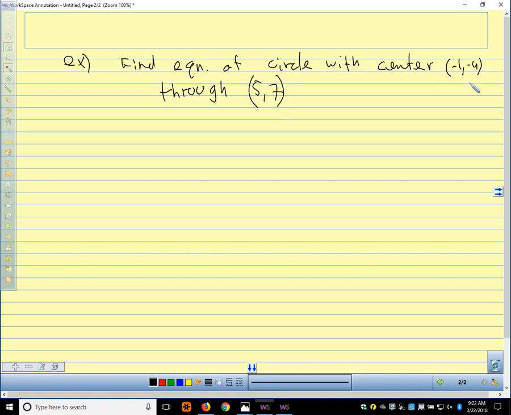Well, the center gives us what for our equation? That gives us our h and our k. So we know our equation is going to look like (x + 1)² + (y + 4)² = r². Well, what does this (5, 7) give us? It's a point on the circle. So in terms of this equation, that's our x and y. So we can just plug those in and find the radius.